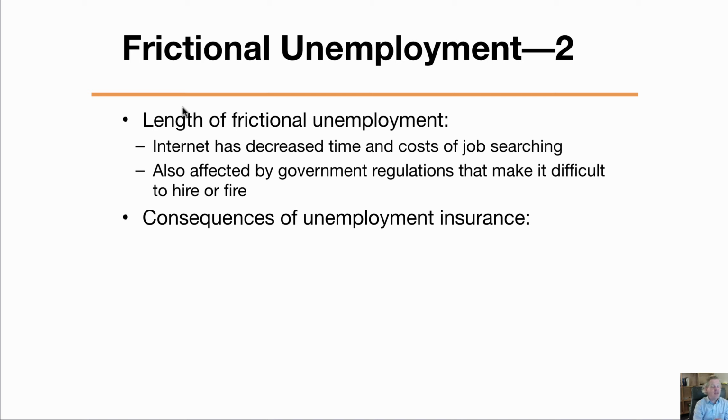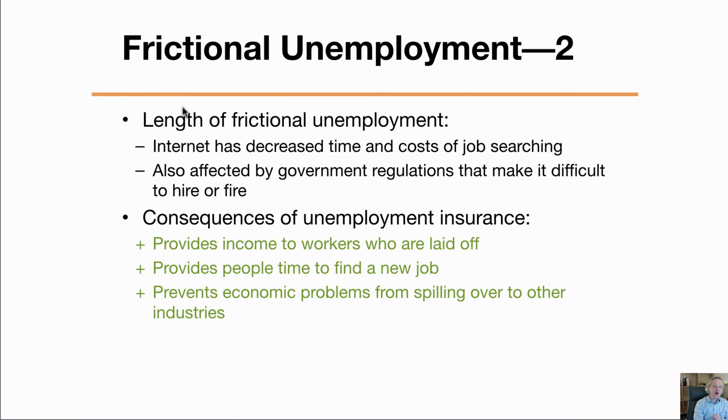And so this makes companies very, very hesitant to hire someone. And so they will put people on temporary contracts when they're allowed to. They'll wait a very long time before they hire another employee. So frictional unemployment can be exacerbated by government regulations at times.